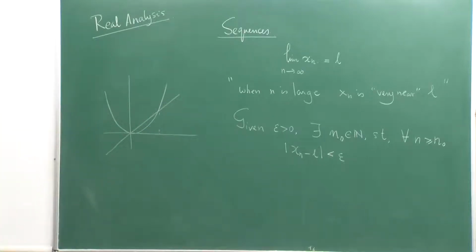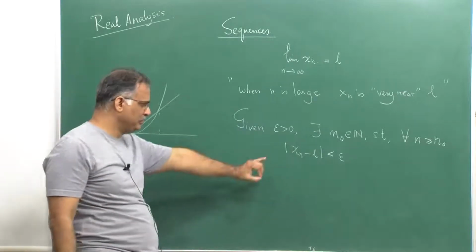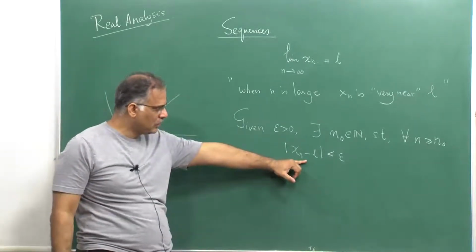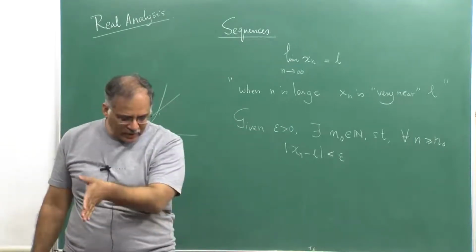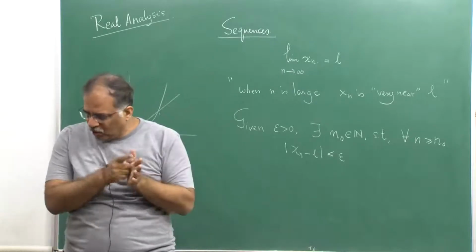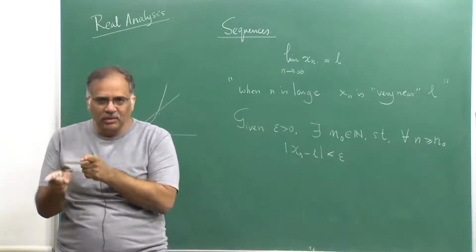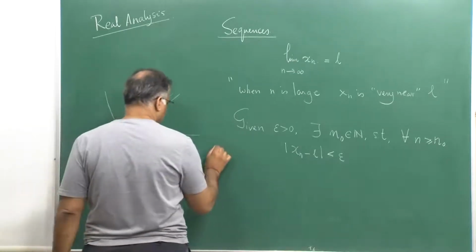What it simply says is the following: if you give me any epsilon, I can show you that except for a finite number of members of the sequence, all the other members are within that limit. So, for example, let me draw.